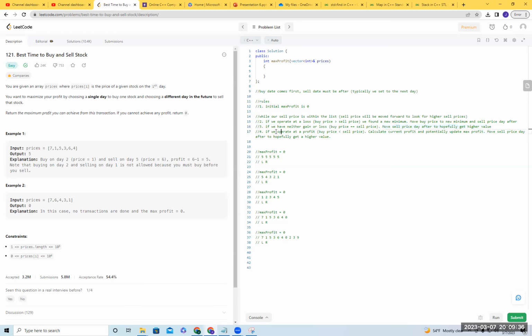And if we operate at a profit, so our buy price is less than our sell price and we make some money when we sell that stock, we calculate that current profit and potentially update the max profit. Only if the current profit is greater than our max will we update it. Then we move the sell price forward again to the day after, hopefully to get a higher value, a higher current profit, and then update our max profit. So that's the pattern.